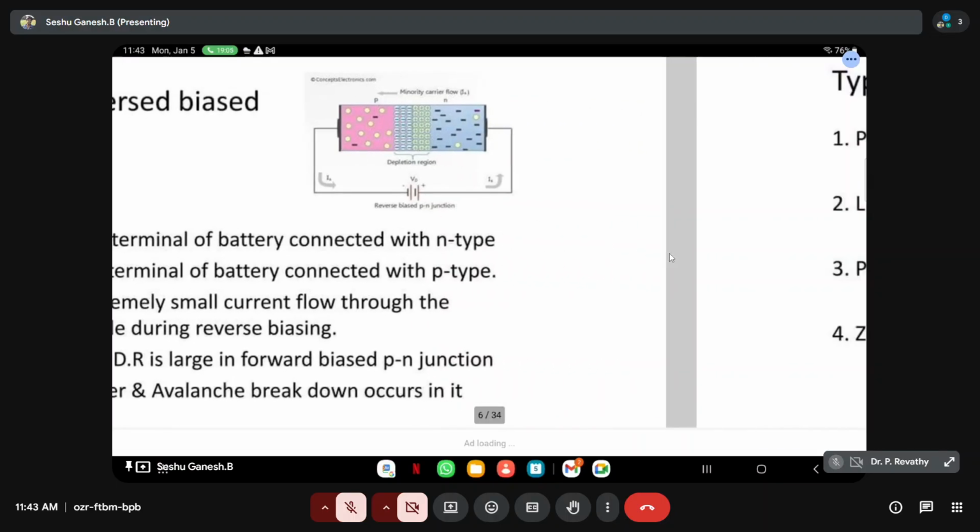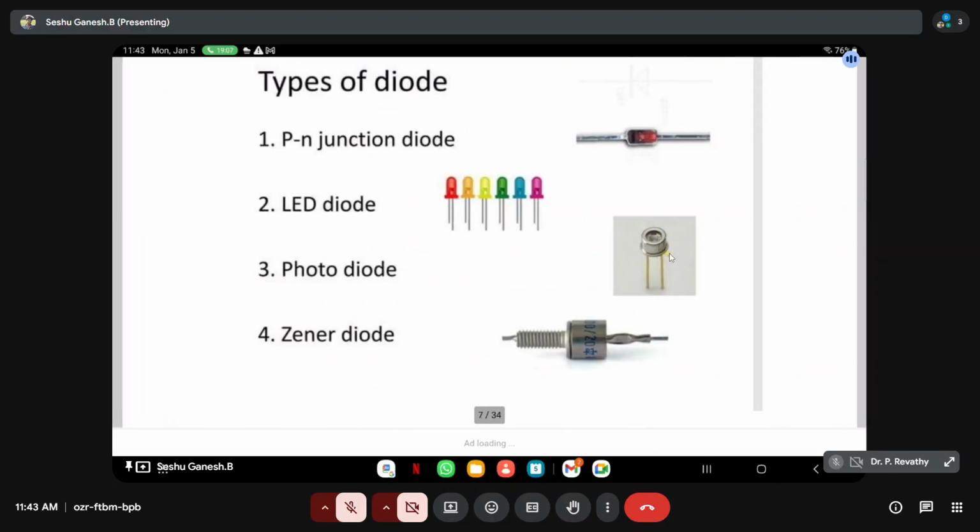So here you are seeing the types of diodes. There are four types of diodes. First one is a PN junction diode. Just now we saw how it works. And second one is the LED, light emitting diode, and you can see the image. And photodiode, which works when you apply some light on the portion of anode and cathode.